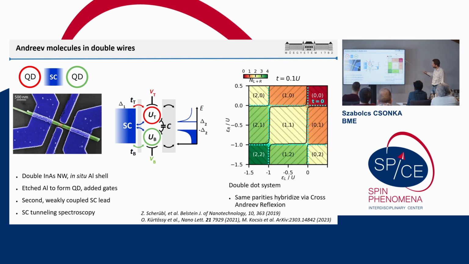Yes, so we have two gates, and with the two gates we could tune the dot levels separately. We expect, as a function of one dot level and the other dot level, such a chessboard pattern, where the numbers show the number of electrons on one dot and the other dot, and one could expect hybridization, about which Srijit was also talking. If the cross-Andreev reflection is strong, then the 1-1 state hybridizes strongly with the 2-2 state.